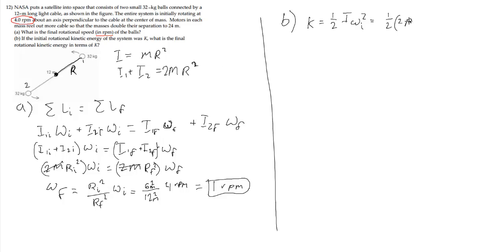M R squared times omega initial squared. Alright, and simplifying, we can take out this 1/2. So this is just M R squared omega initial squared. Alright, that is our initial kinetic energy, is equal to this.